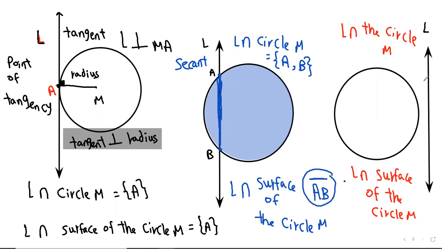And if the straight line was outside the circle, so the straight line L in this case does not intersect the circle M, and the straight line L does not intersect the surface of the circle M. There are no points here.